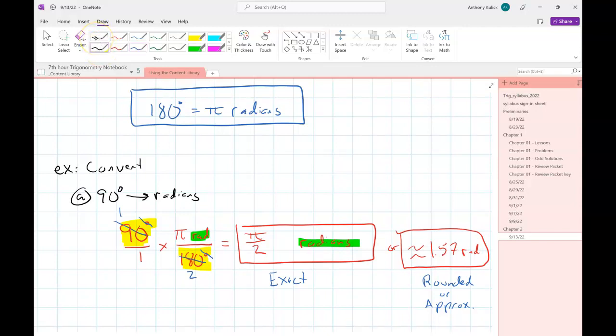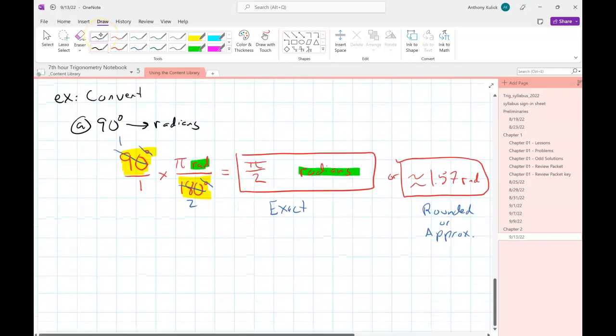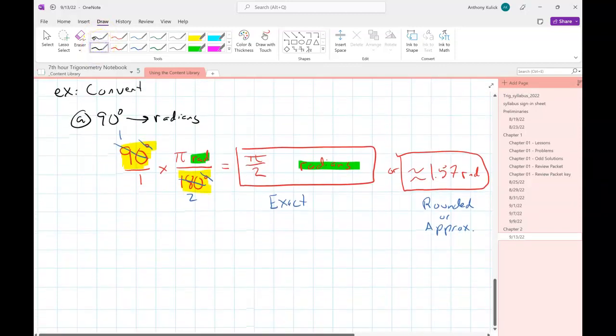Depending on the directions in your question, one or the other might be appropriate. Which one do you suppose Mr. Kulik prefers if not given an option? The exact one. Okay? You are correct.